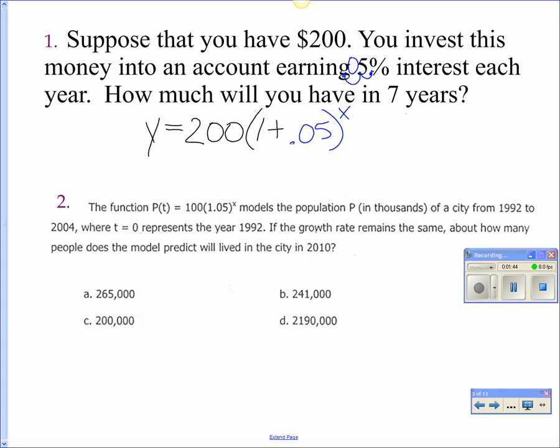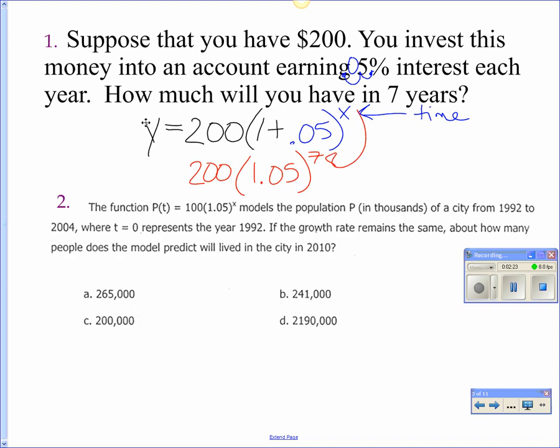All right, we haven't talked about this yet. X is the time. X is pretty much always a unit of time in exponential. So in this case, they actually ask a question. How much will you have in 7 years? Where do you think 7 goes? In the x spot. So it's going to be 200. I'm going to go ahead and simplify that. How does 1 plus 0.05 simplify? Good, 1.05. And then I put a 7 in the x spot.